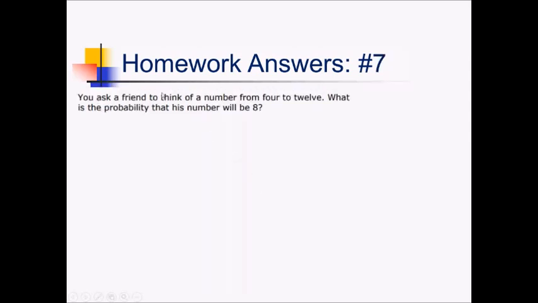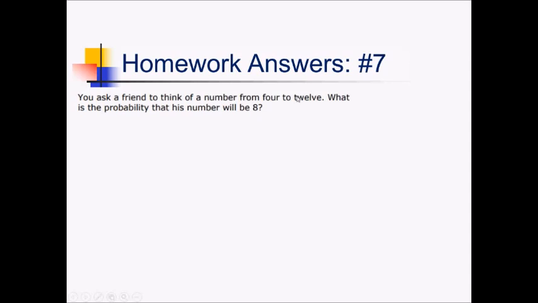For this problem, we ask a friend to think of a number from 4 to 12. We want the probability that the number is going to be 8. Well, how many total possibilities are there from 4 to 12? How many possibilities would there be from 1 to 12? We would say there's 12, right? It's always going to be 1 more than the second number minus the first number.